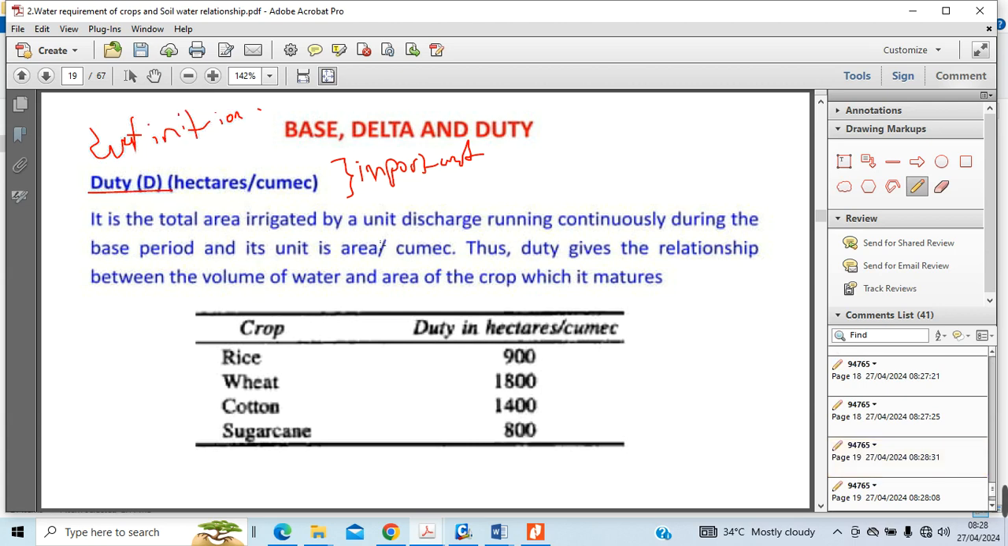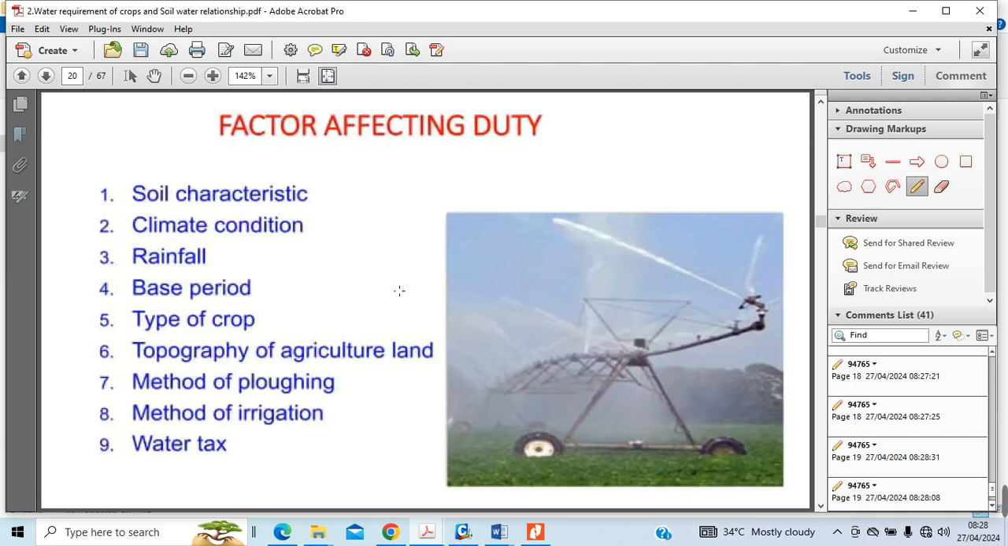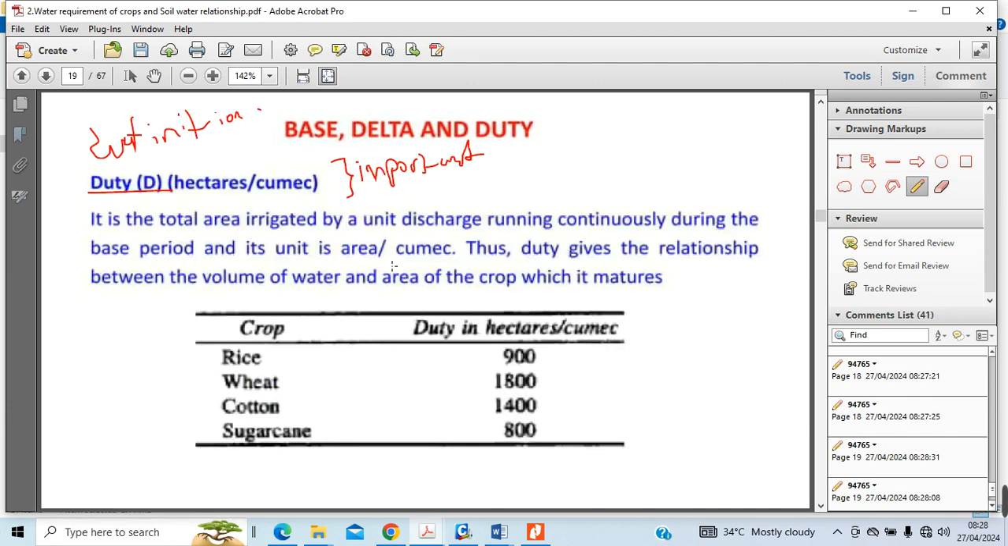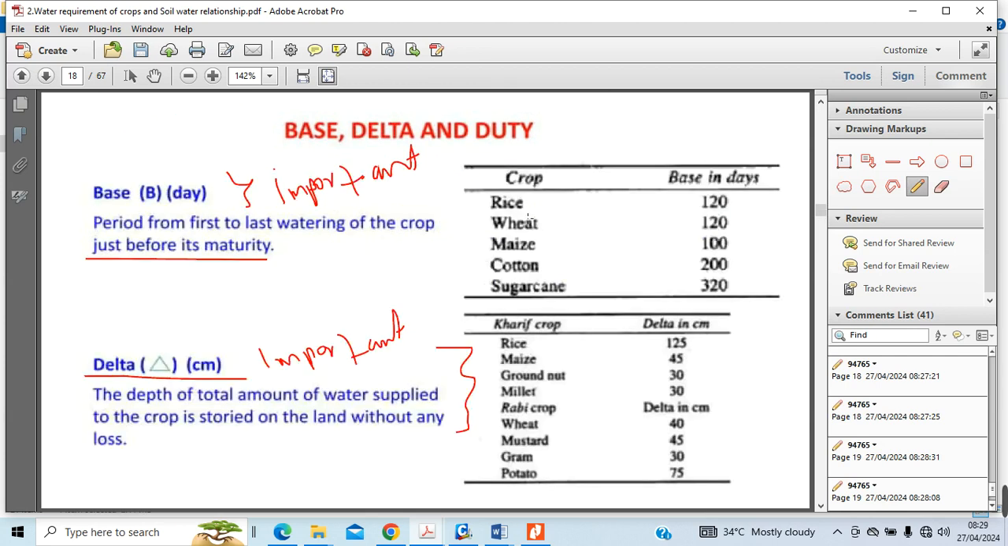Duty is the total area irrigated by a unit discharge running continuously during the base period, and its unit is hectare per cumec. Thus, duty gives the relationship between the volume of water and the area of the crop which it matures. Okay. The factors affecting duty. So you have to know that duty means the total area irrigated by a unit discharge running continuously during the base period. So you have to know the meaning of the base period: the period from first to last watering. So you have to have a clear-cut idea about the base period and delta.